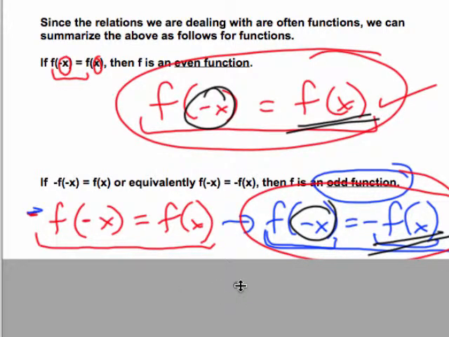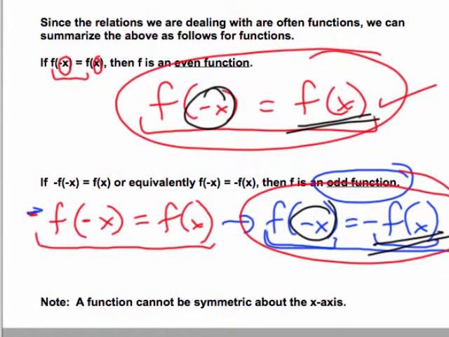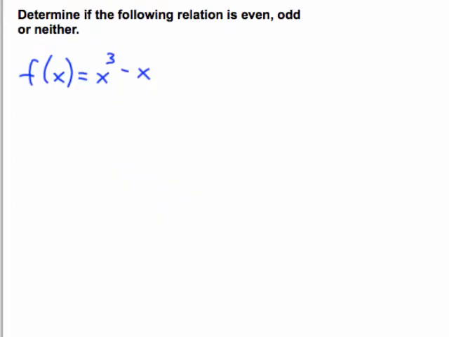You might be wondering about symmetry about the x-axis. Well, a function can't be symmetric about the x-axis. Think about that and you'll realize that's true. We've got a function here because we have f of x. One input for x produces one output, and we want to figure out whether this function is even or odd.